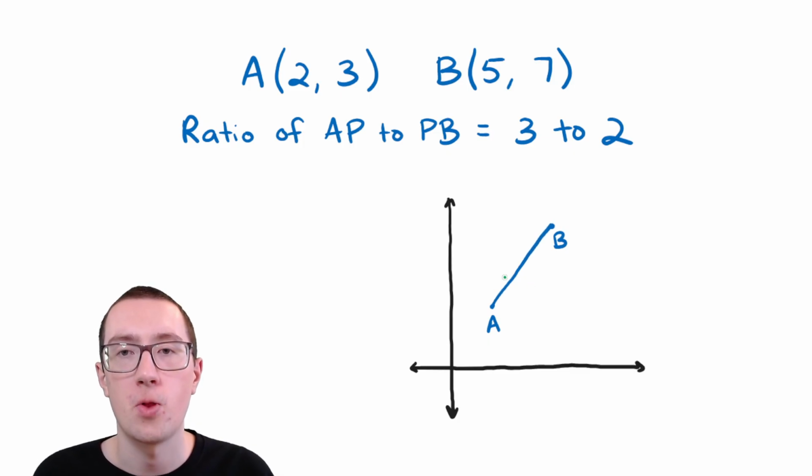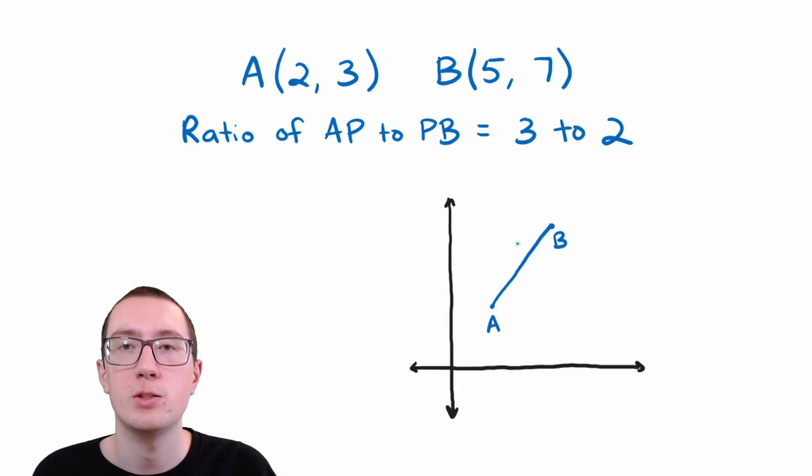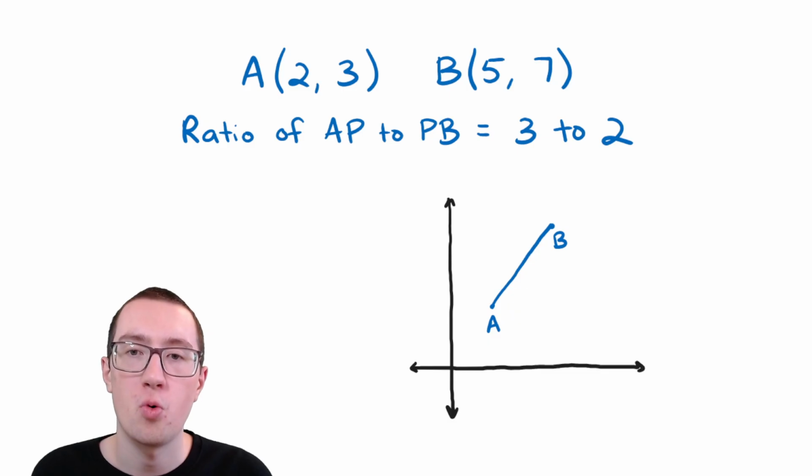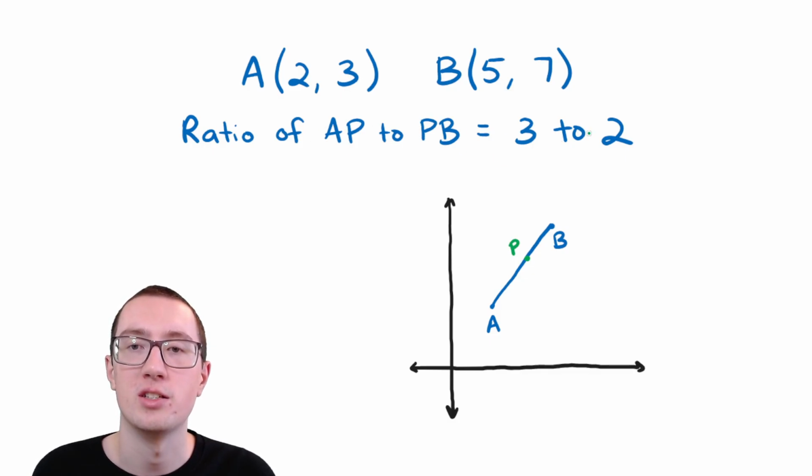So partitioning the line segment basically just means that we need to find a third point that we're calling P, and we need to put it somewhere on this line. And the goal is to find the point here, like for example, let's say the point went right here, so that the ratio of AP to PB is 3 to 2.